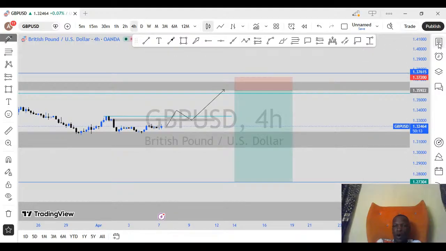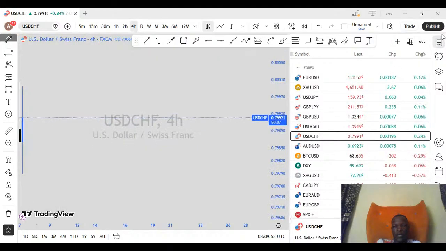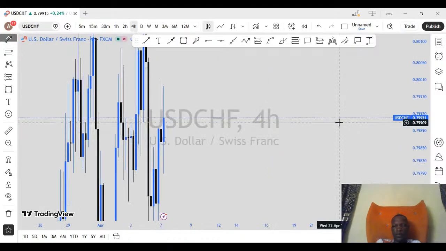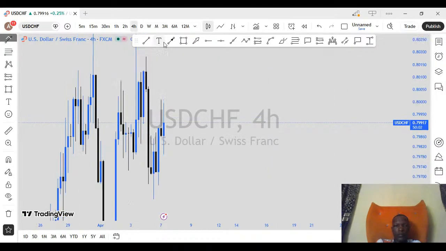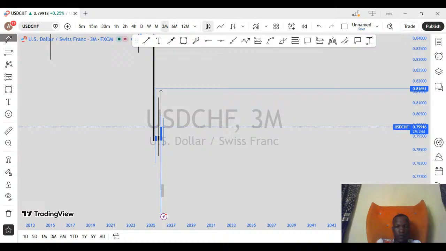So on USD CHF, let's check USD CHF before we go to gold. The 3 months time frame. On USD CHF 3 months time frame, can we see? Let's delete all this.